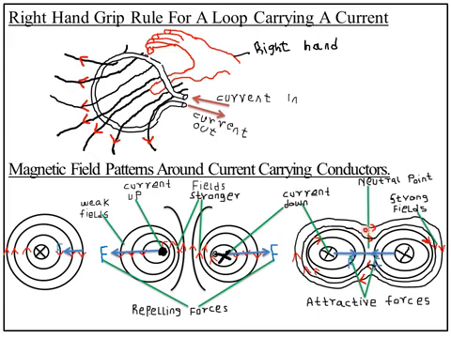Also here, if field lines are moving in this direction, it means this one represents a north pole. Then field lines are moving towards, that is, they are entering this region, so this will represent a south pole. Then a north pole and a south pole will always attract each other. That's why we have attractive forces here.